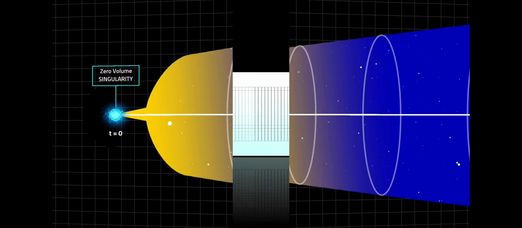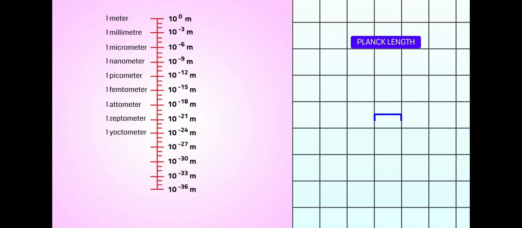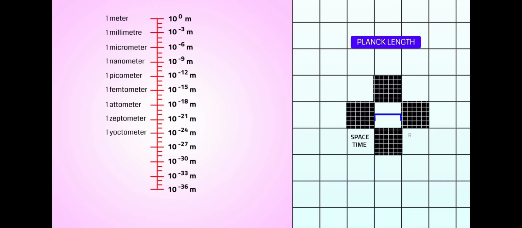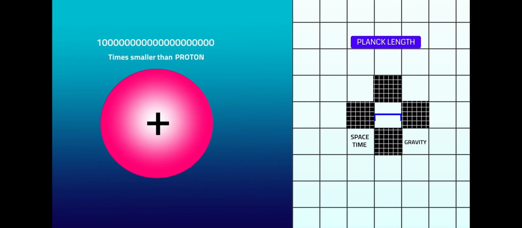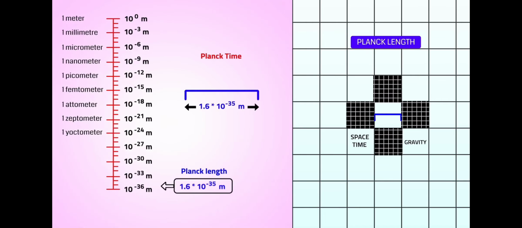thinking. To understand singularity, we first need to know about Planck length and Planck time. The Planck length is the smallest possible length that exists in our universe. Below this length, classical ideas about space, time, and gravity become invalid. The length is 1.6 into 10 to the power of minus 35 meters, or 100 quintillion times smaller than a proton. The Planck time is the time required for light to travel the distance of one Planck length in a vacuum, which is a time interval of approximately 5.39 into 10 to the power of minus 44 seconds.